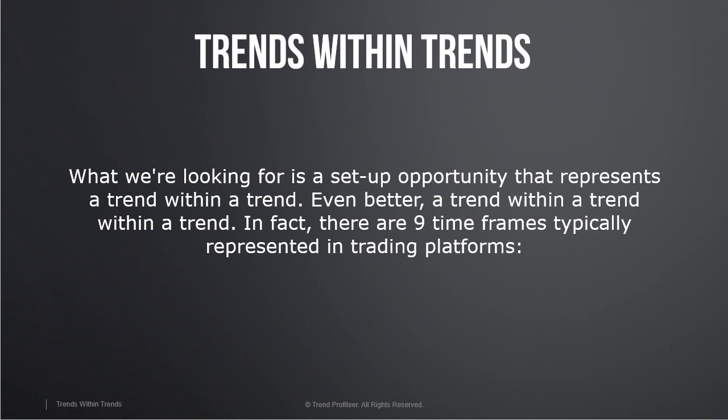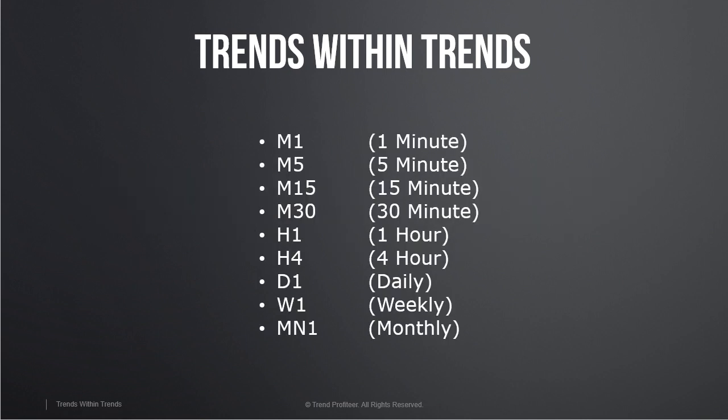In fact, there are 9 time frames typically represented in trading platforms, and they are the M1, the 1 minute time frame. Every bar is 1 minute. The M5, which is the 5 minute time frame, so every bar or candle represents 5 minutes. The M15 representing 15 minutes for every bar or candle. The M30, the 30 minute. The H1, the 1 hour time frame, every bar or candle representing 1 hour. The H4 representing a 4 hour bar or candle.